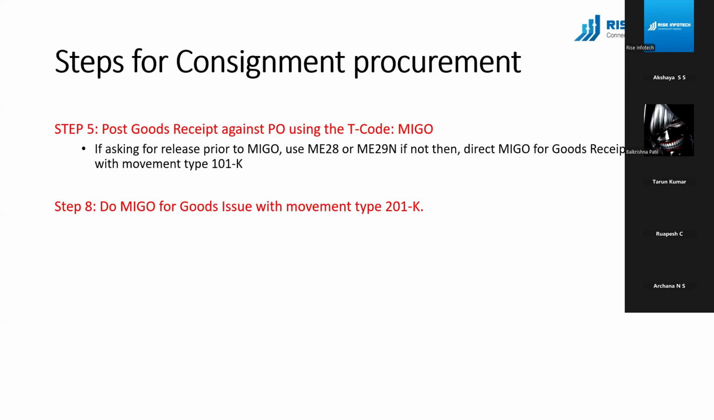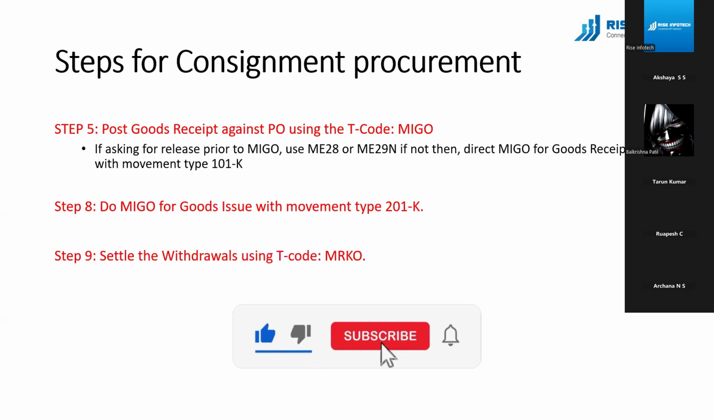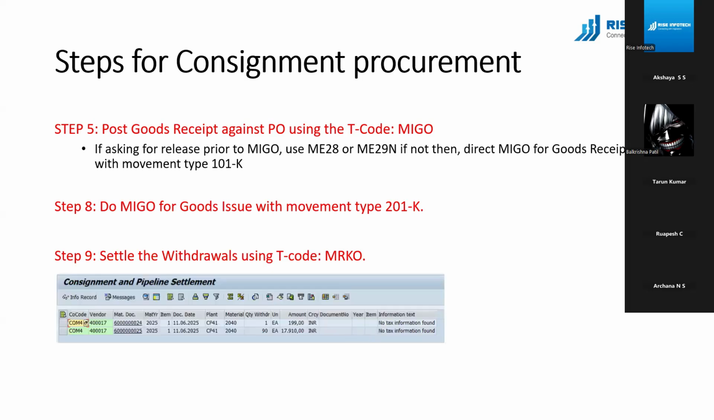Do MIGO for goods issue. After the GR, we have to issue so that from consignment stock, it can be moved towards the unrestricted area through movement type 201K. And at the last, we have to settle the withdrawals using T code MRKO. This is how it will look.